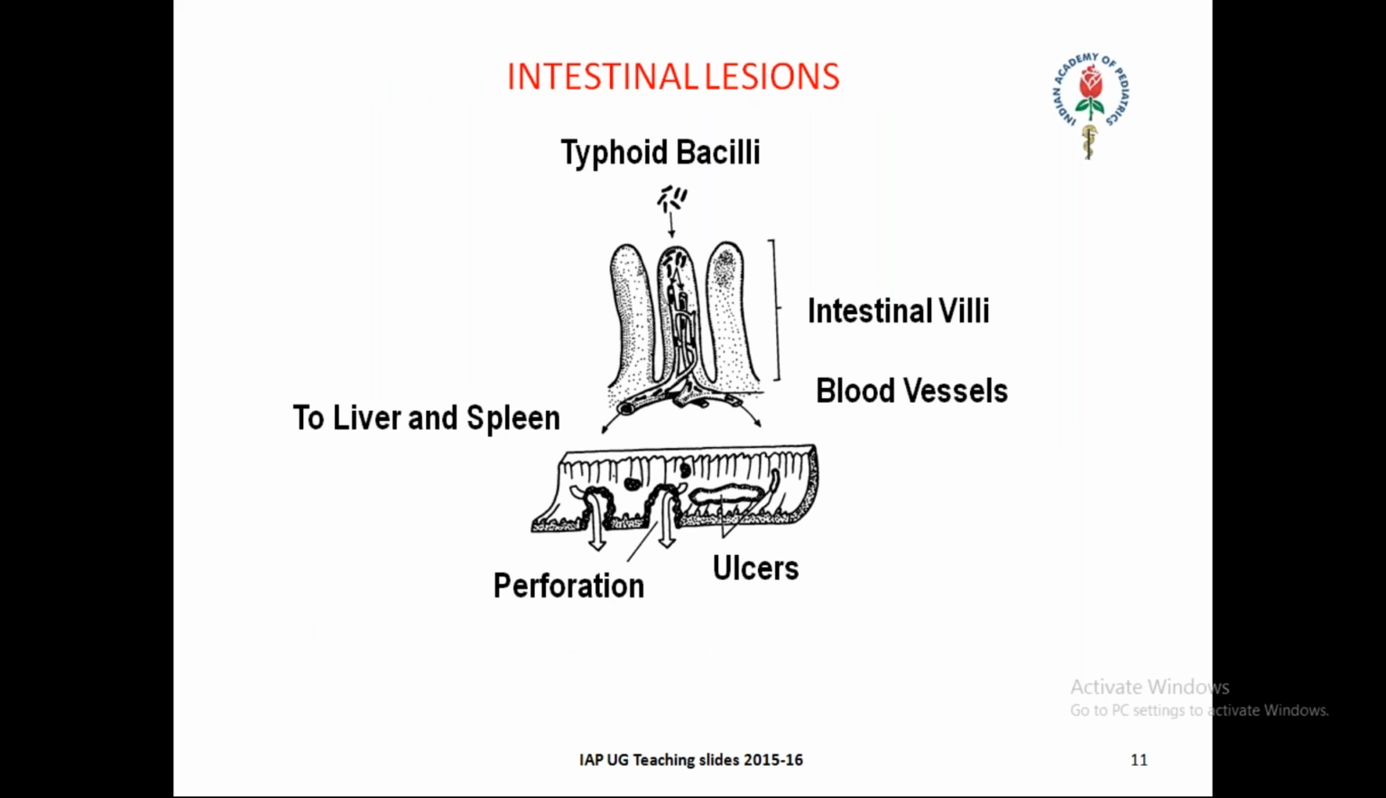So intestinal lesions: we know typhoid bacteria enter the intestine through intestinal villi. There they multiply. It enters the blood vessels, goes to the other systems and to the liver, spleen, and again to the bloodstream and alimentary tract. It causes perforation and ulcers.